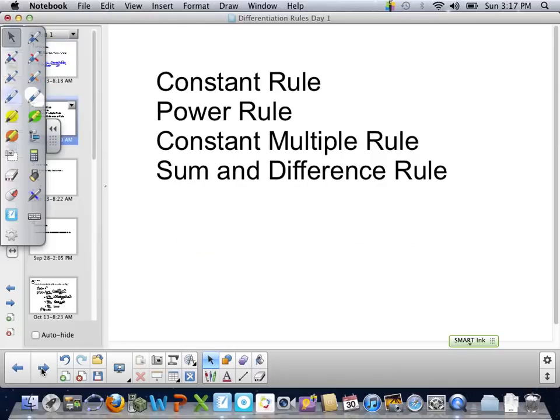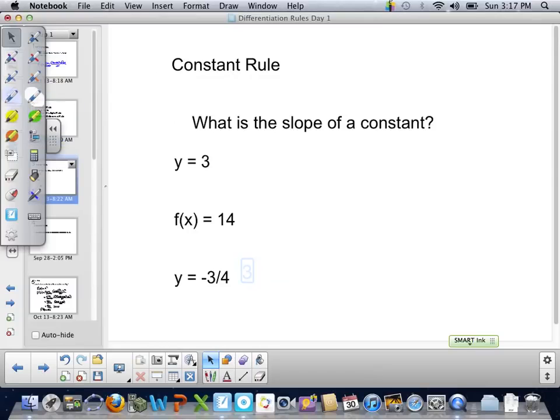And the shortcuts we're going to learn today are the constant rule, the power rule, the constant multiple rule, and the sum and difference rule. Seems like a lot, but they're pretty easy rules. The first rule is the constant rule.